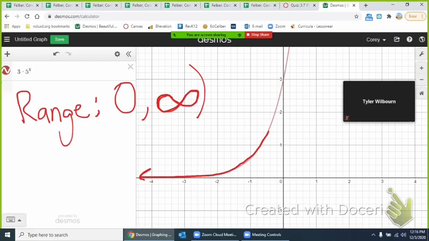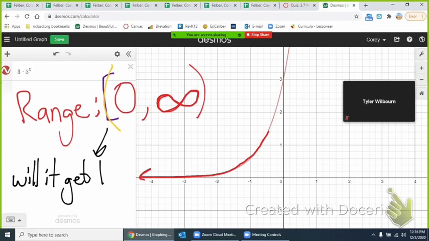We just have to figure out now the bracket. Is it going to be a square bracket or a parenthesis? If you're asking yourself that question, what you're really asking yourself is, does it get there? Or will it get there, I guess is better. One less letter. Will it ever actually get to 0? That's the question we have to ask ourselves whenever we're trying to figure out square bracket or parenthesis.